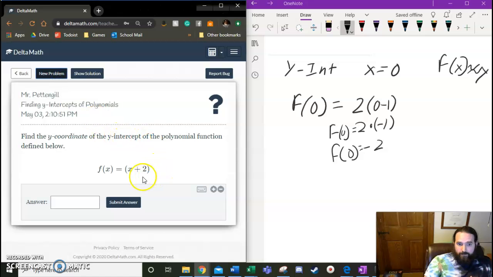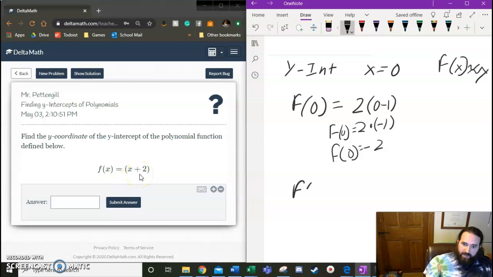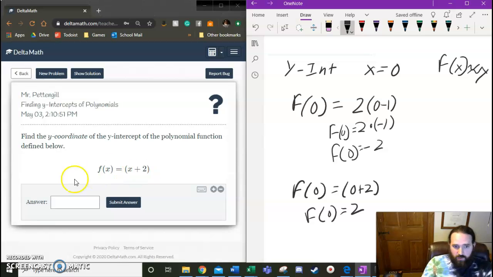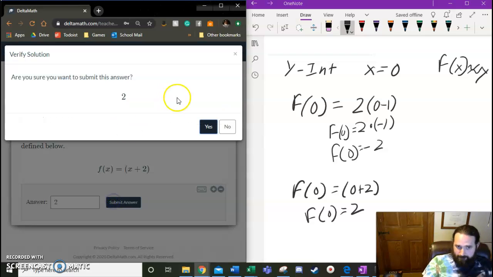New problem. This one's actually pretty easy. If I look at this example problem, again, taking out x, putting in 0, and everywhere there's an x in the problem, I put a 0. So 0 plus 2, oh, that's 2. So f of 0 equals 2, so my answer is 2. This is a pretty straightforward one. Yay.